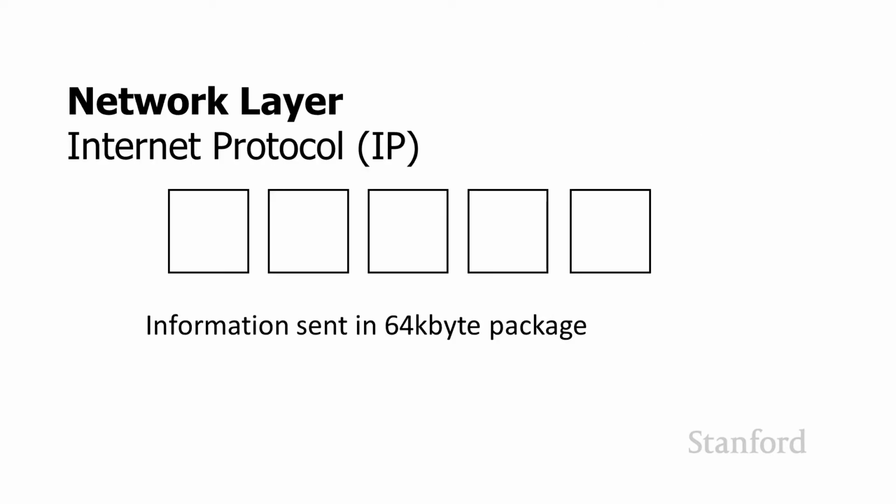On top of the physical layer is a network layer. The protocol at the network layer is the Internet Protocol. This is the same Internet Protocol that we saw when we were seeing IP addresses. While this layer is built on top of the physical layer, it's still quite primitive. All information sent with the Internet Protocol is going to be limited to 64 kilobyte packets.